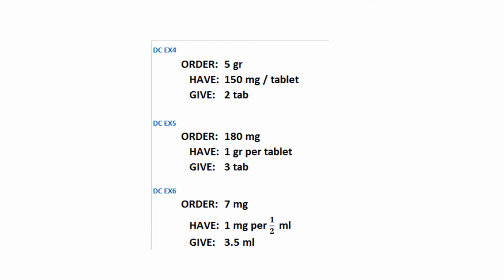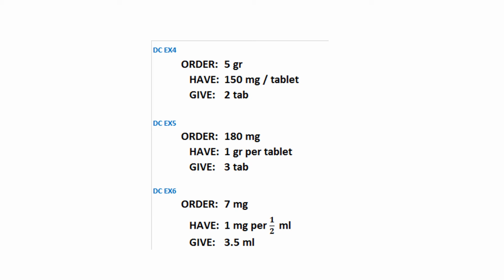But in this next example, example 5, we have 180 milligrams of a drug, and you have 1 grain per tablet. We'll convert the grain to milligrams. So 1 grain is 60 milligrams. So it's 180 milligrams divided by 60 milligrams per 1 tablet, that would be 3 tablets.